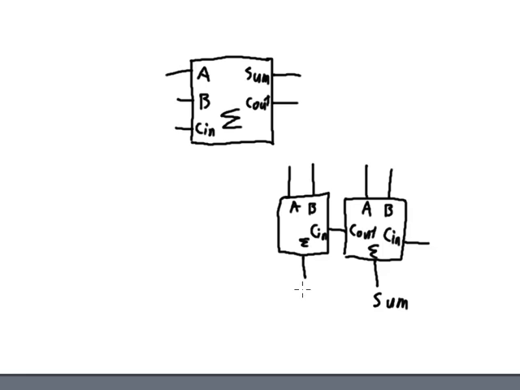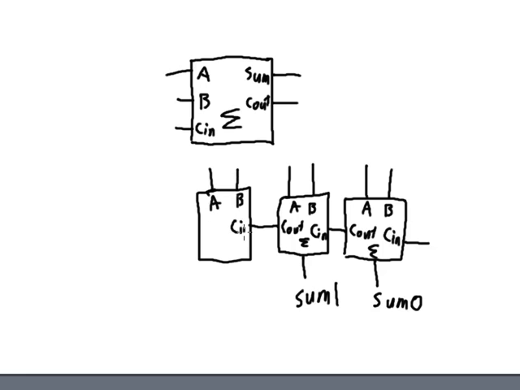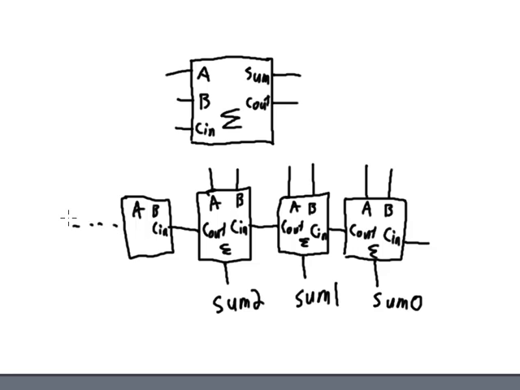So each one of these has my sum output. So I should call this sum bit 0. This is going to be sum bit 1. And then I've got my carry out of the second bit here, goes into the carry in of another full adder. That gives me sum bit number 3, or call it sum 2. Carry out of that goes into the carry in of the next one over. And you can see I can just cascade these things together and make as many as I want.